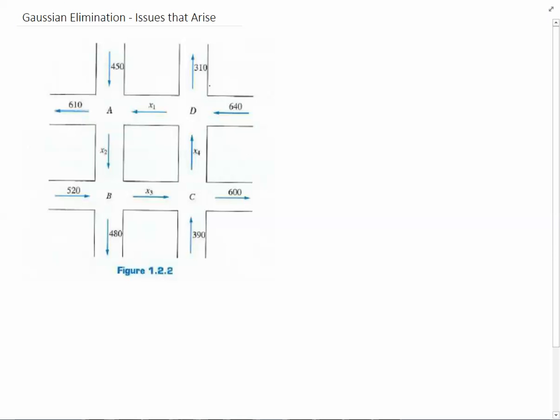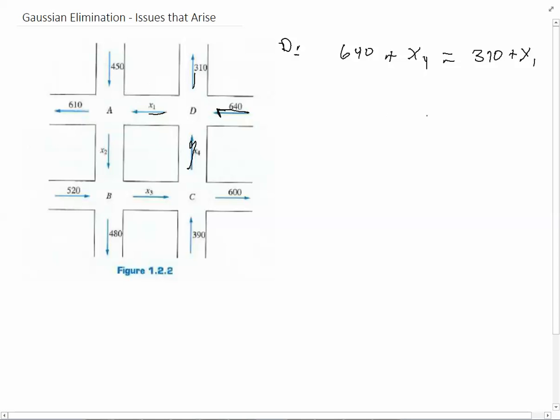We know that at any intersection, the total number of cars flowing in has to equal the number of cars flowing out. So in intersection D, 640 plus x4 has to equal the cars flowing out, the 310 and the x1. We just don't know how many are flowing out heading westbound. Similarly, in intersection C, it must be the case that 390 plus x3 has to equal 600 plus x4.